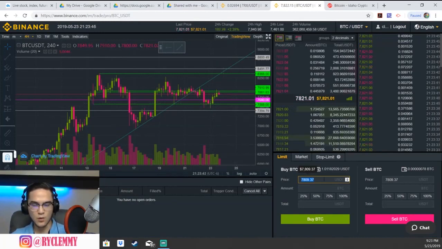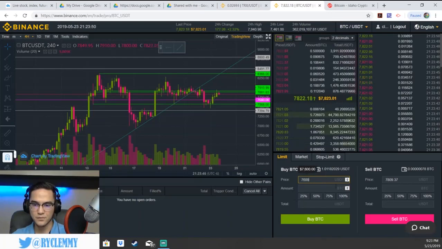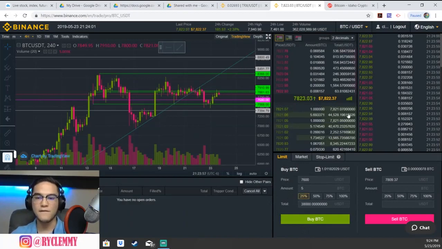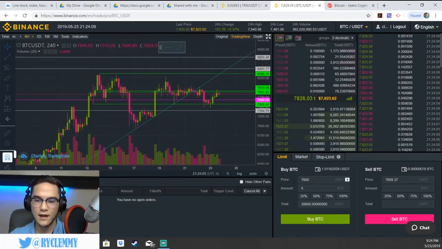So you could put in your limit order for 7,600, and you could type in the amount of Bitcoin that you want to buy. Say you wanted to buy 5 Bitcoin. What this is saying is that you want to buy 5 Bitcoin, but the reason it's called a limit order is because you are putting your limit at $7,600. So you're saying that $7,600 is the maximum amount of money that you will pay for your Bitcoin.